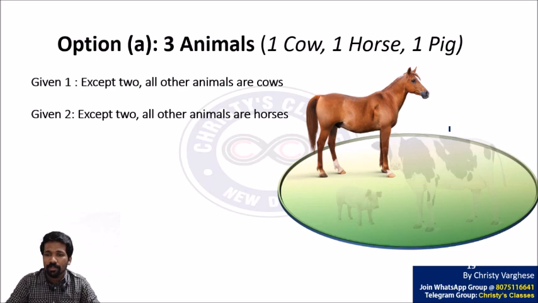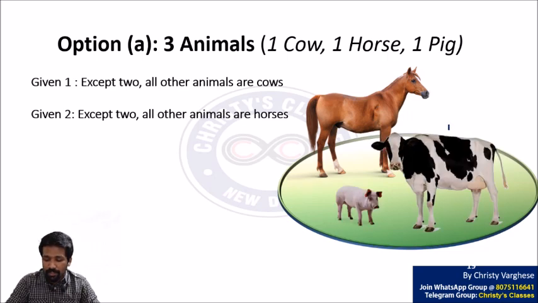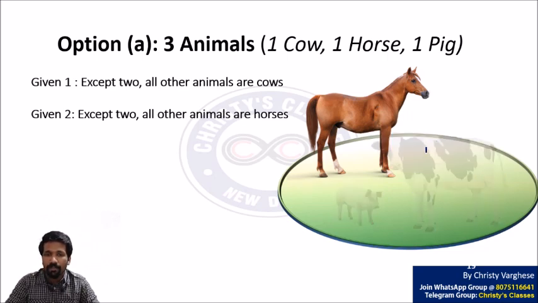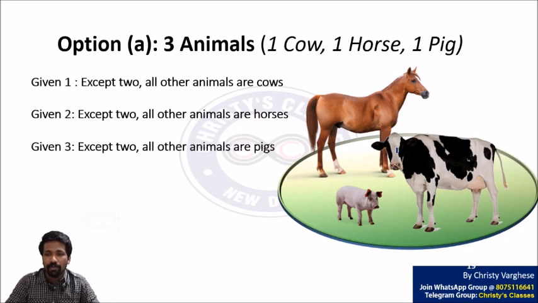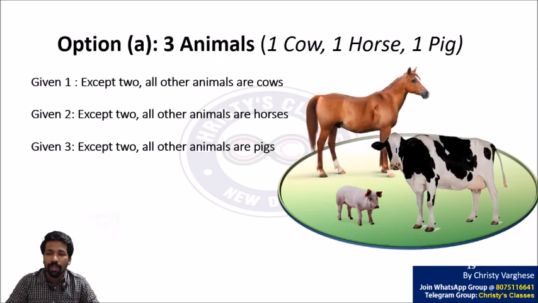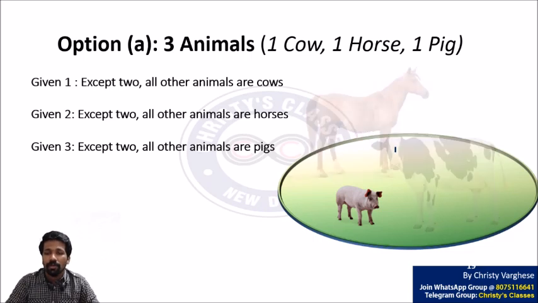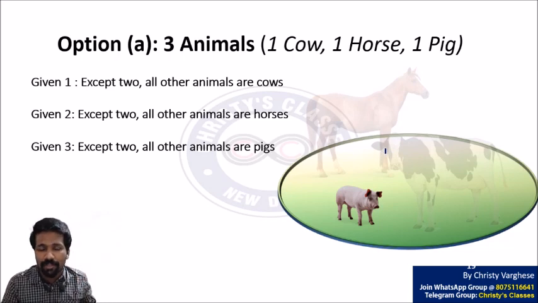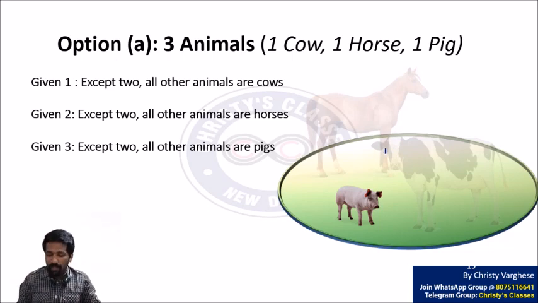These 2 animals, the cow and pig, are eliminated, which means whatever remains is only horse. All but 2 were pigs is also satisfied: if 2 animals are removed, whatever remains is only pigs. So in the case of option A, 3 animals, all these conditions are satisfied. That is why option A is the correct answer.